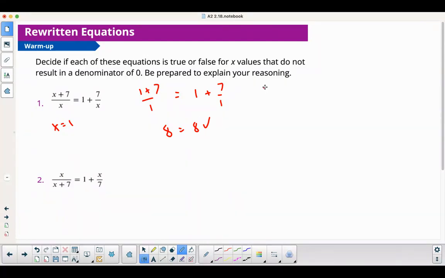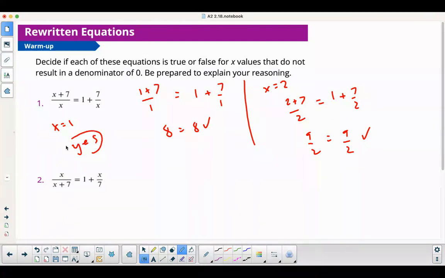Let's try x equals 2. So this would be 2 plus 7 over 2. Is that equal to 1 plus 7 over 2? This would be 9 over 2. This would be 2 over 2. So if I got a common denominator, it'd be 2 over 2 plus 7 over 2. That would give me also 9 over 2. So it looks like this one is a yes. Now, I'm not sure. I didn't prove it, but I have a strong hunch because it worked for at least 2 of them.